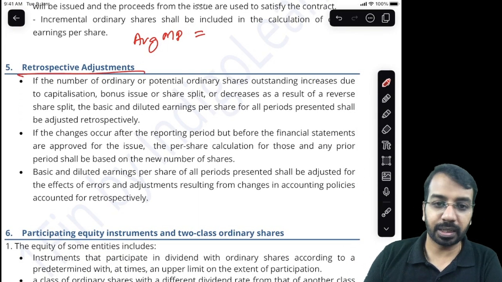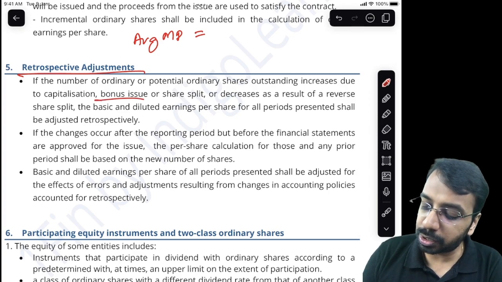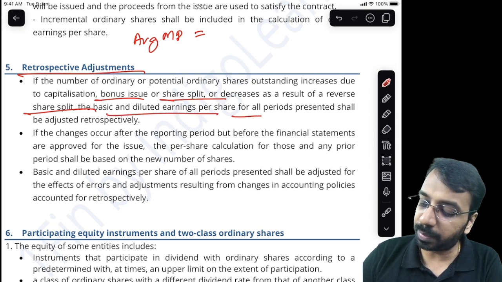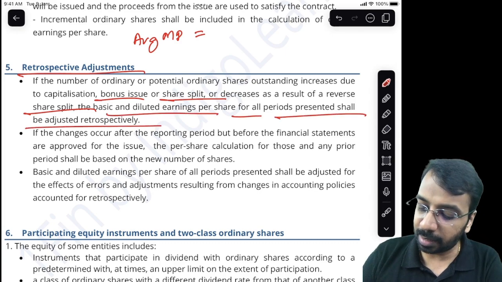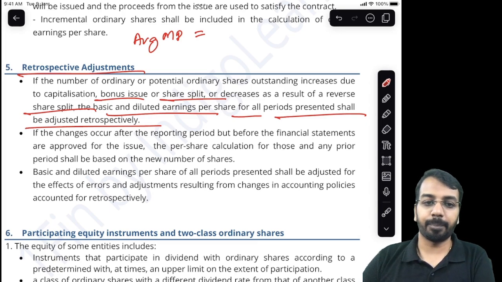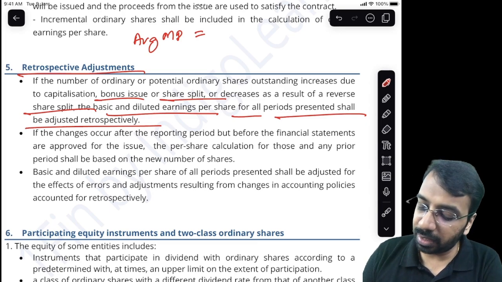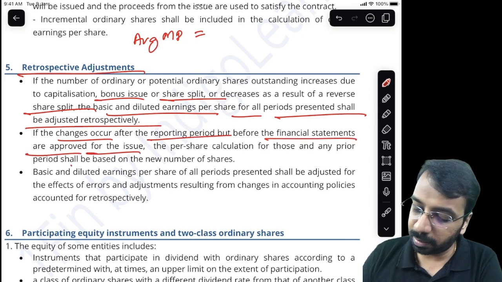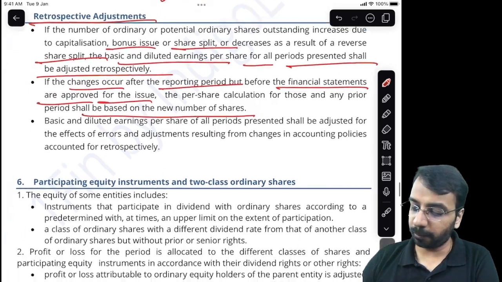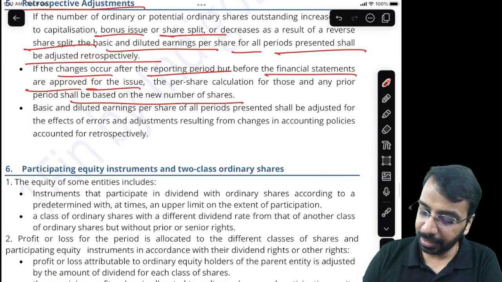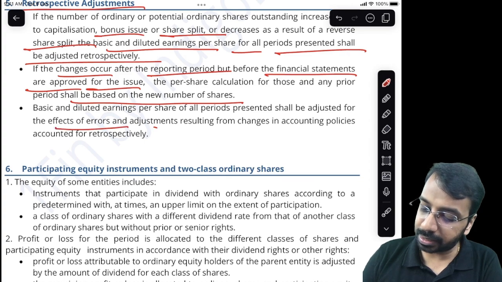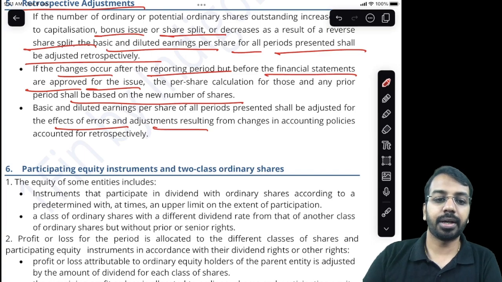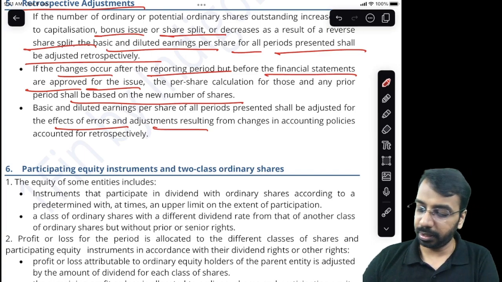Now, some retrospective adjustment. If there is a bonus issue, share split or reverse share split, then the basic and diluted EPS for all periods shall be presented retrospectively. Even if these changes occur after the reporting period but before the financial statements are approved for issue, it will be based on the new number of shares only. And the impact of all errors and adjustments resulting from changes in accounting policies are also accounted for retrospectively. Okay, so that is how you will do the treatment.